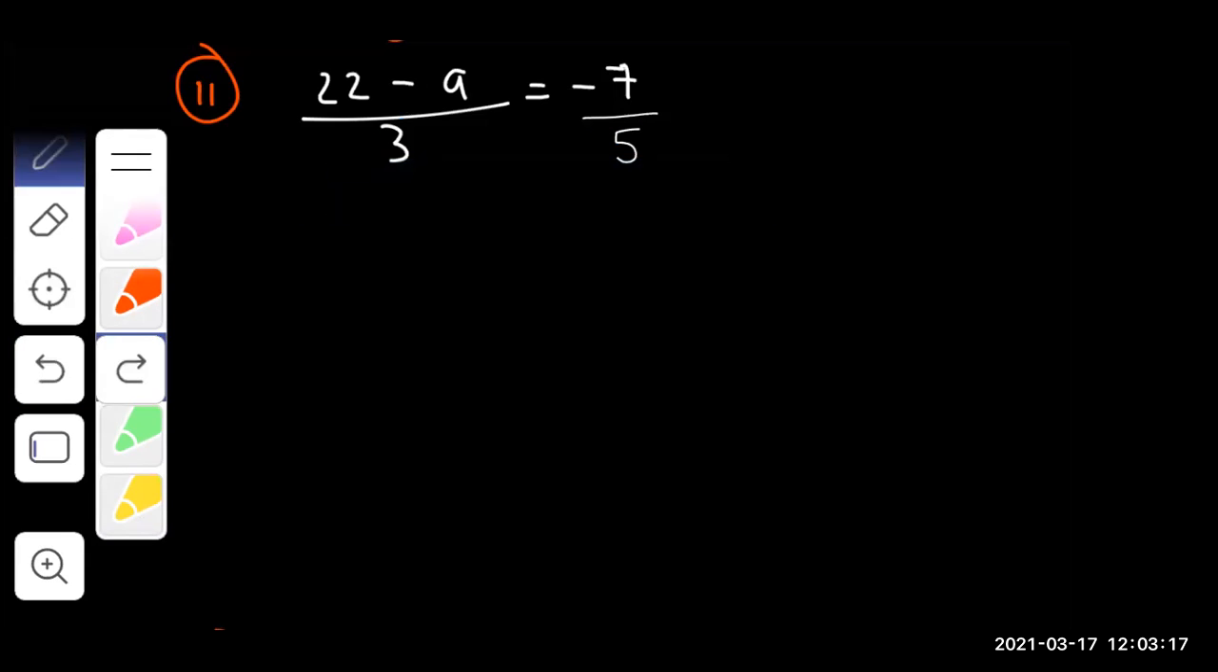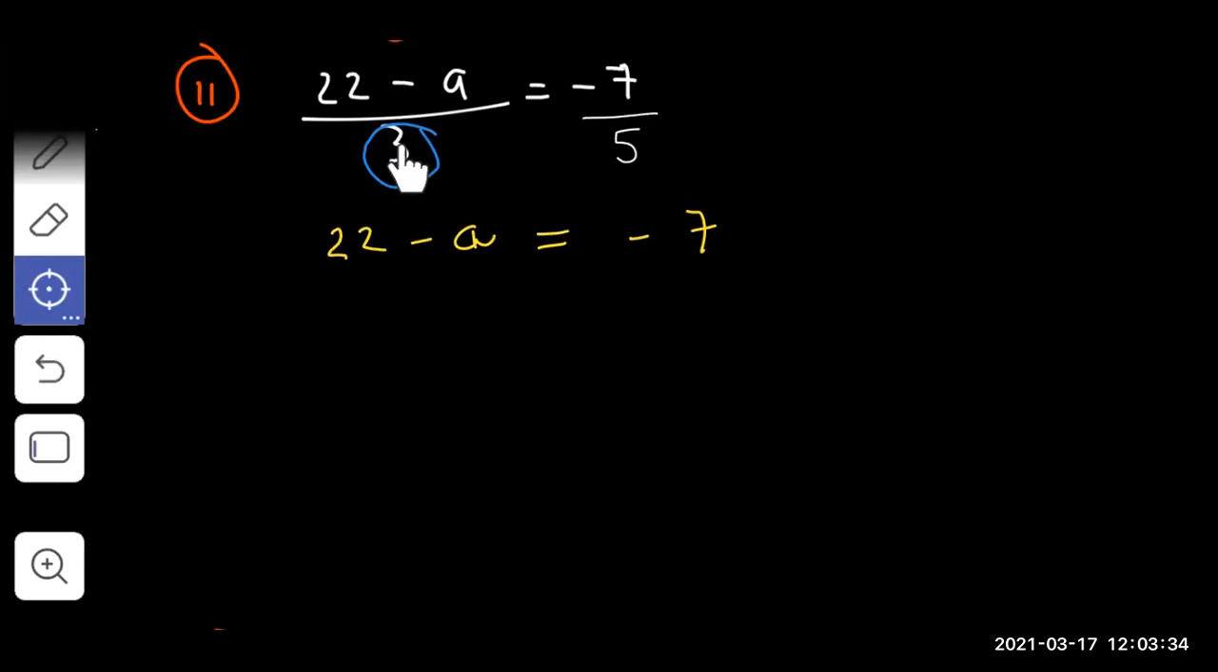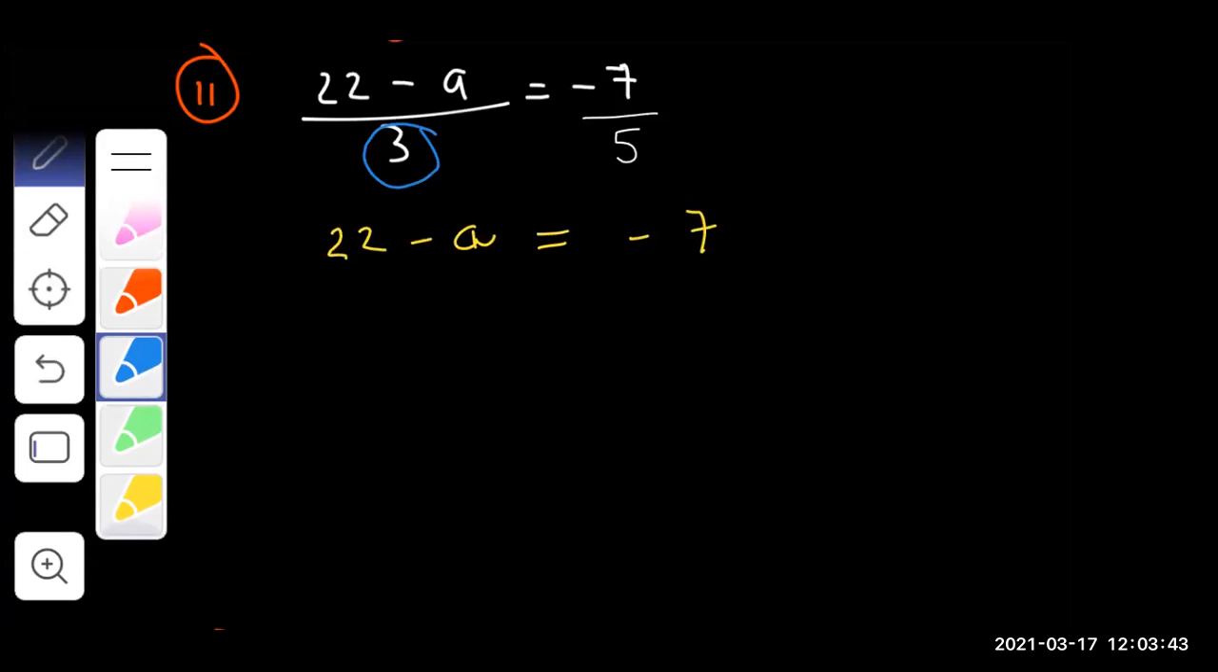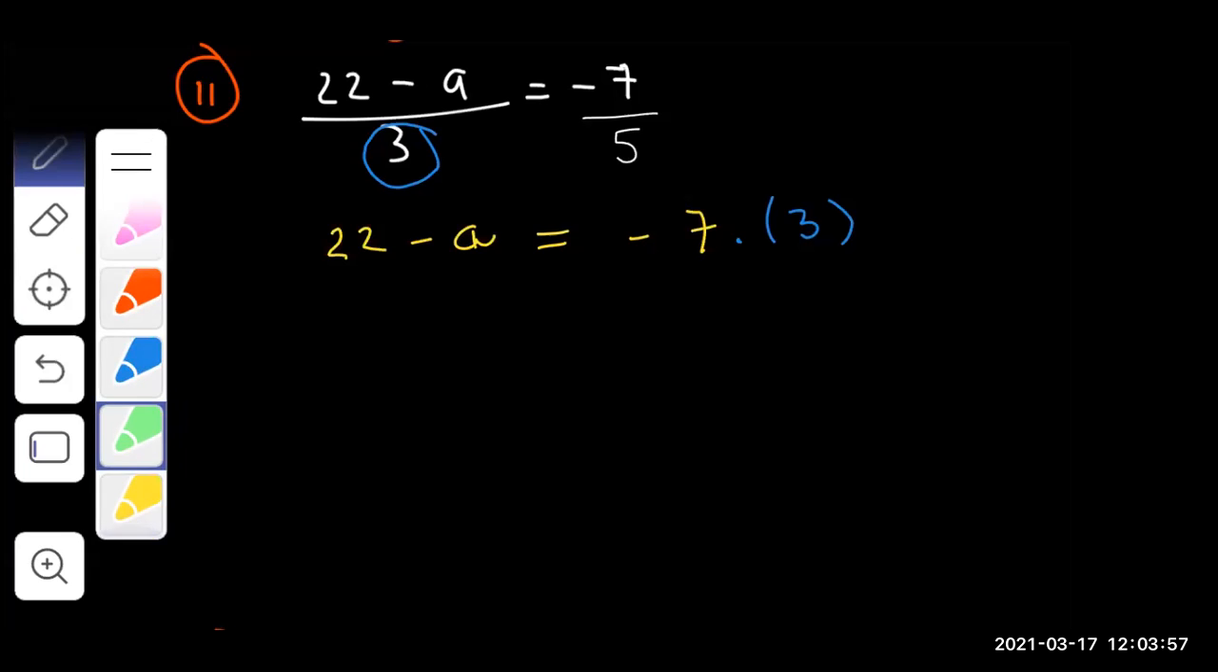Let us copy this. I'm going to copy the numerator, 22 minus a, this is the variable a, equals negative 7. Guys, first of all, this 3, what is this 3 doing on the left side? It's a fraction, dividing. On the other side it's going to be multiplying. But this 5 is right here. You can leave it right there because that 5 is not bothering you.